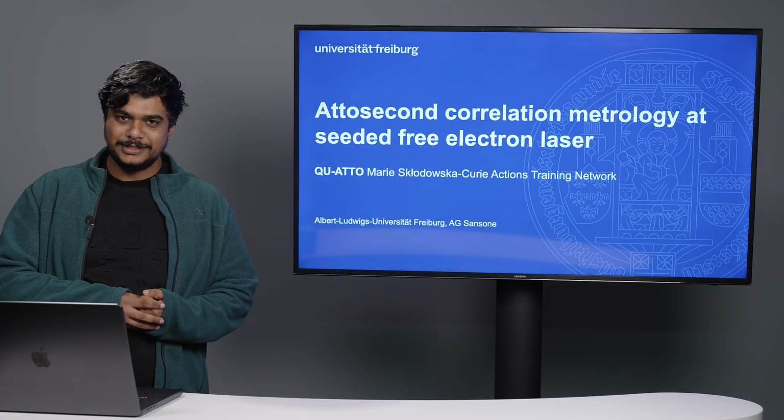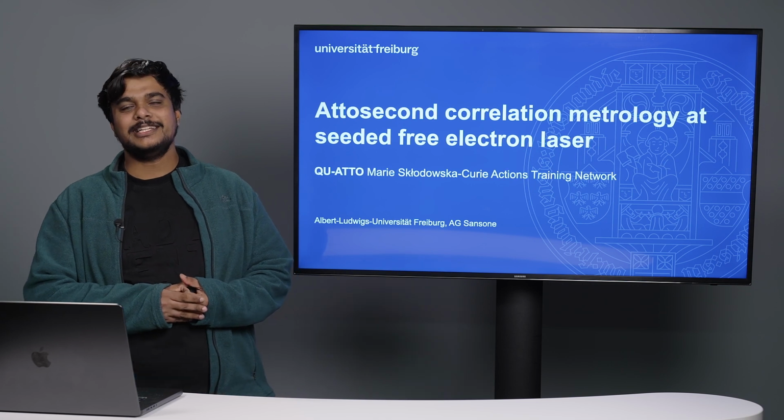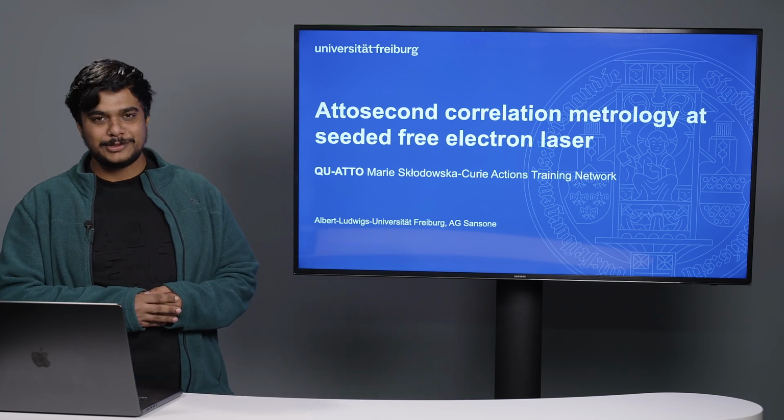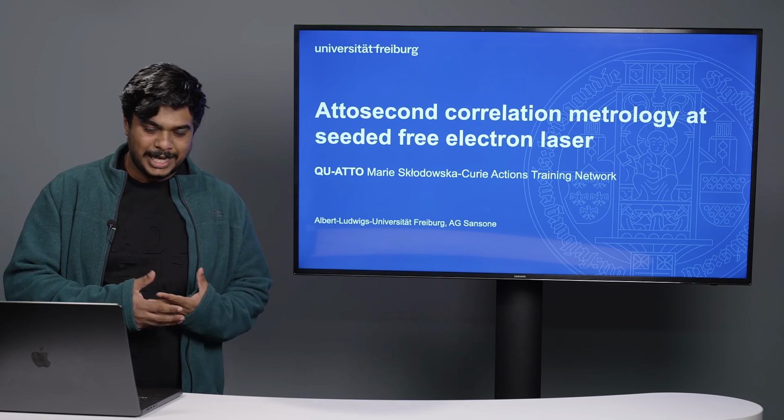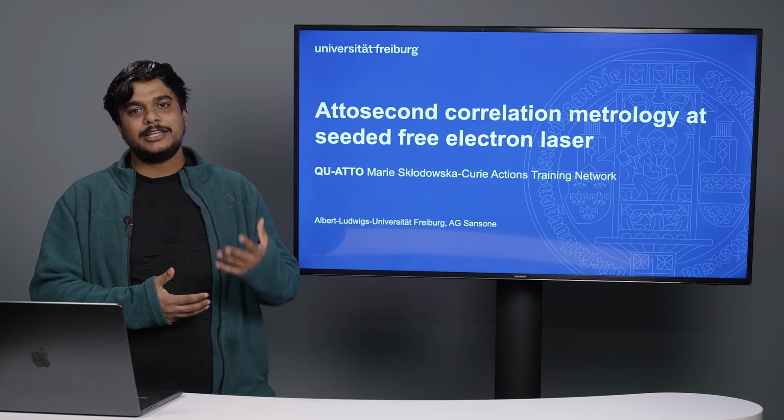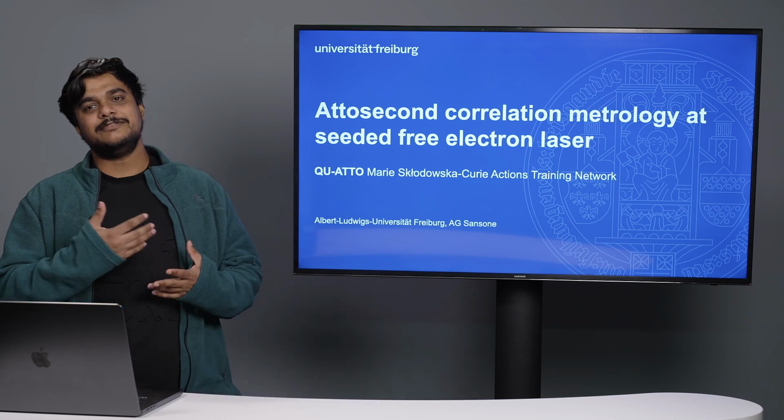Hi, I'm Suraj. I'm a PhD student in the Strong Field and Attosecond group of Giuseppe Sansone from the University of Freiburg, and I'm also a member of QU-ATTO. Today, I'm here to talk about attosecond correlation metrology in a seeded free electron laser.